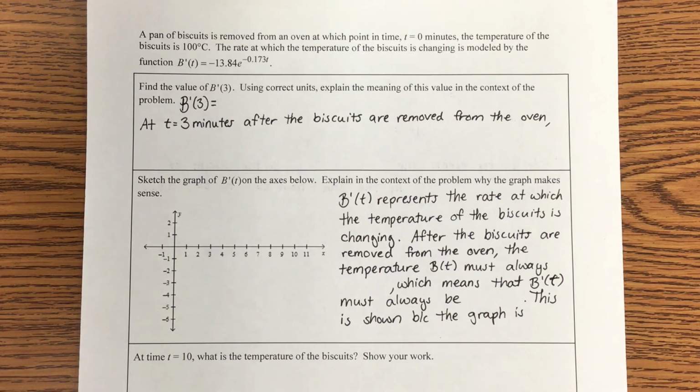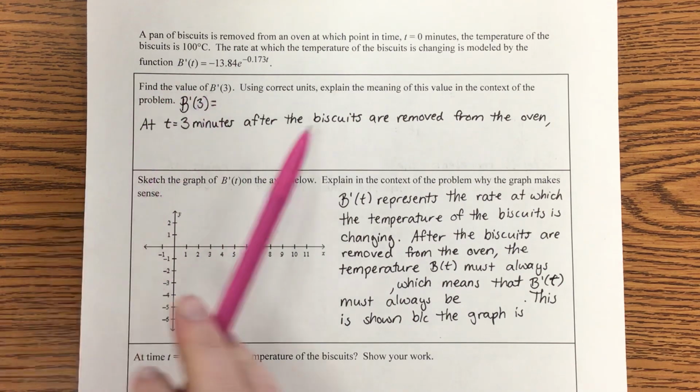We're finishing up our notes for 5.7, which is interpretations and applications of the derivative and the definite integral. We have two more word problems and lots of questions that go along with them, starting with a pan of biscuits being removed from an oven.